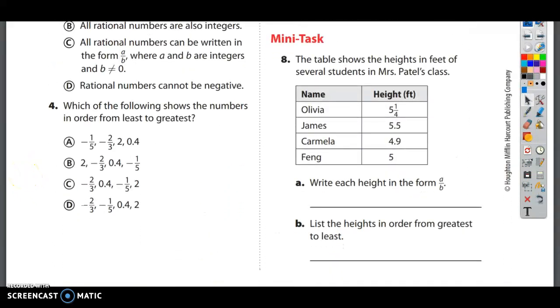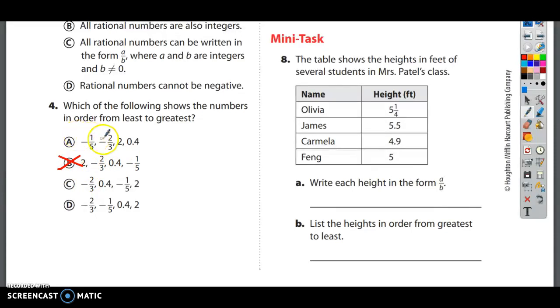Which of the following shows the numbers in order from least to greatest? It's really important that we check this out. Alright, let's pick out a couple non-answers. Can't be B. The reason why it can't be B is because we've got a positive here and then a negative. We wouldn't go from least to greatest. We wouldn't go positive, negative, positive, negative. So it's not B.